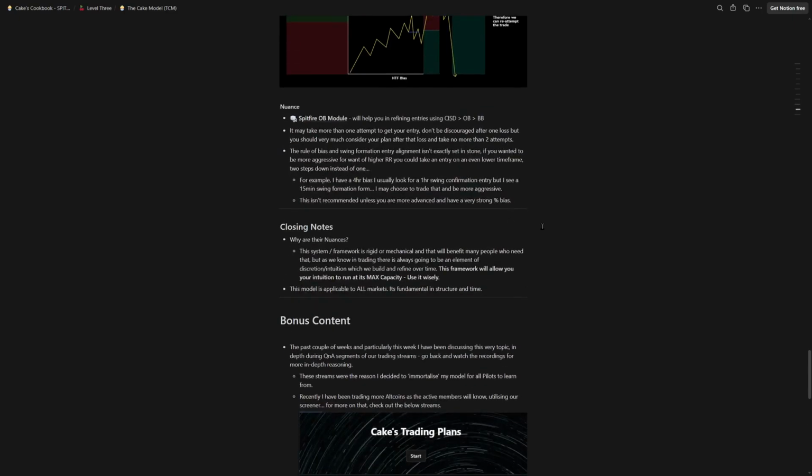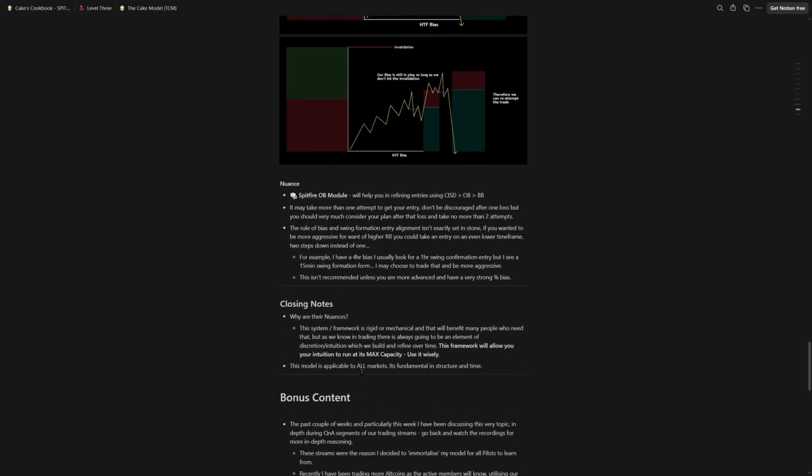Okay, so that kind of goes on to this next point, is why are there nuances in this? Well, this system or framework is rigid or mechanical, and that will benefit many people who need that. But as we know in trading, there is always going to be an element of discretion or intuition, which we build and refine over time. This framework will allow your intuition to run at its max capacity. Use it wisely. The model is applicable to all markets. It's fundamental in structure and time.